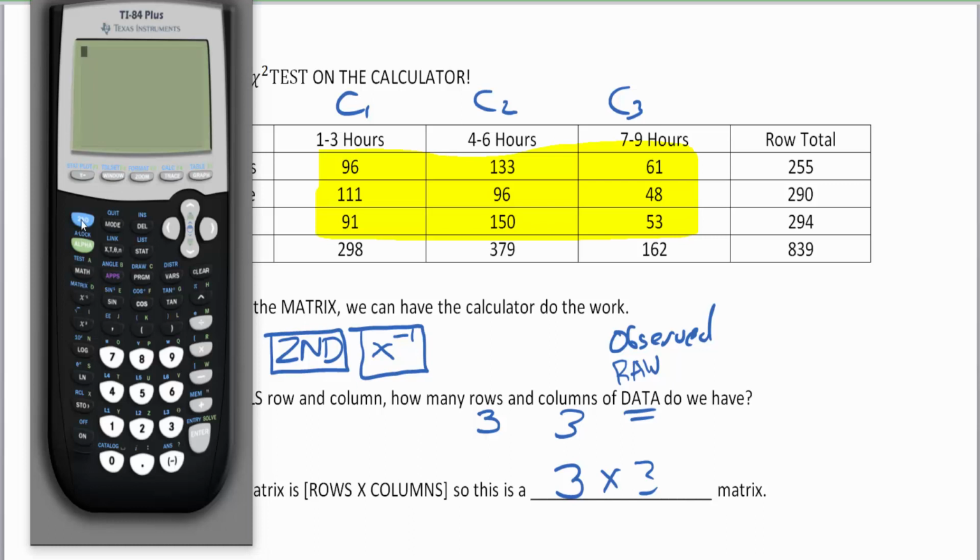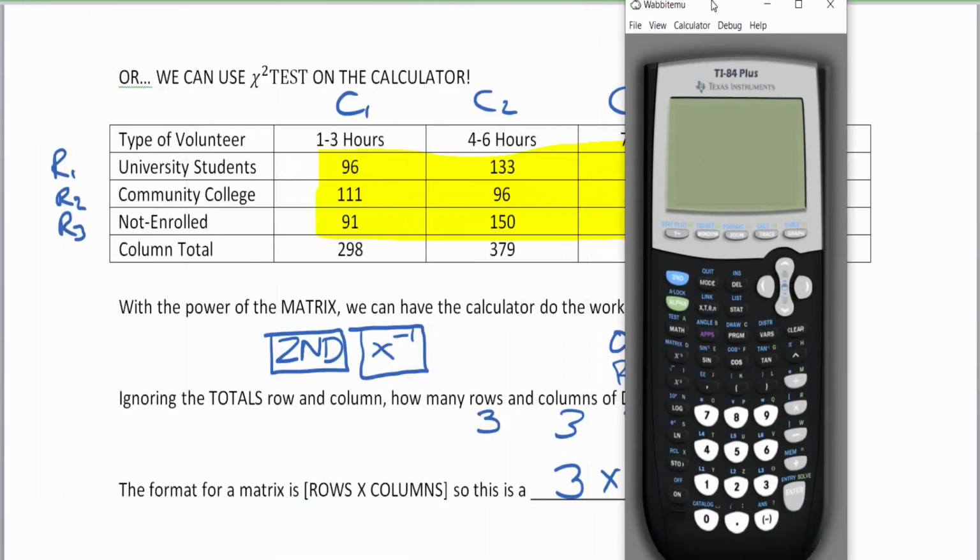Now, I will show you that you actually did the work. If you click second matrix, check it out. You now have a 3 by 3 matrix typed into the calculator. It's saved there in its RAM, okay? So now, again, click second and mode, get back to a clear screen, and now we're going to let the calculator do the work for us.